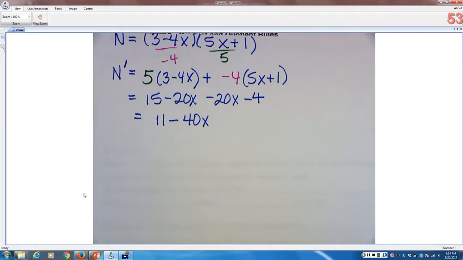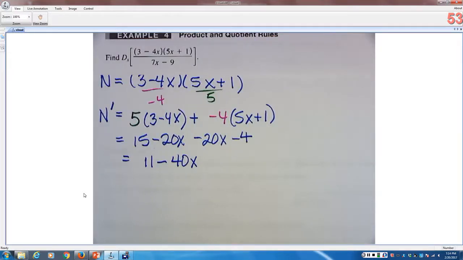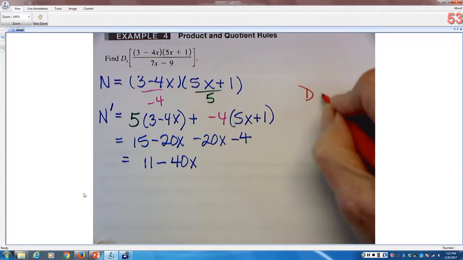So now we're going to look at the denominator. The denominator is 7x minus 9. And fortunately, it has an easy derivative, which is just 7.